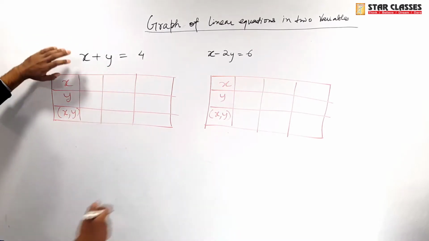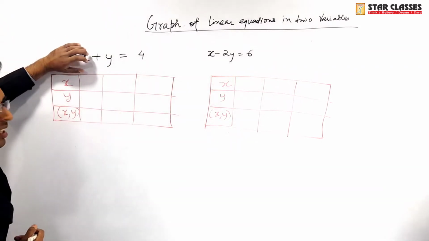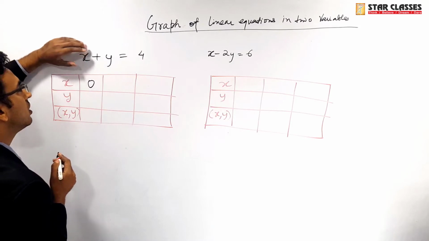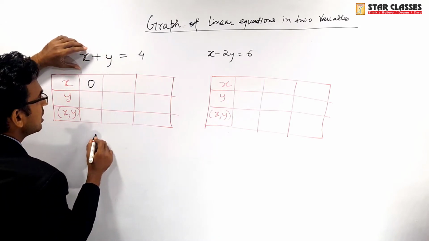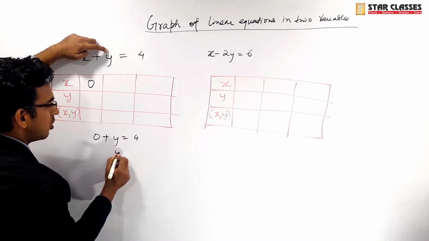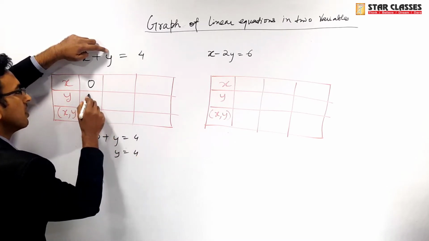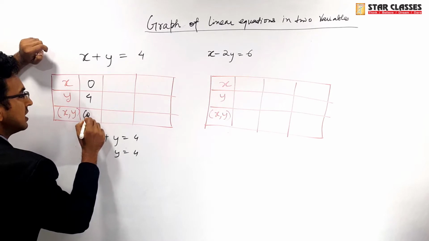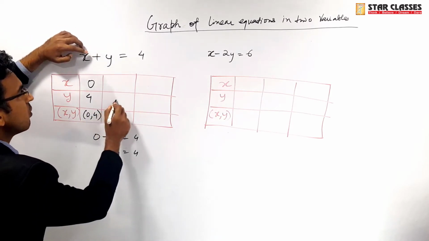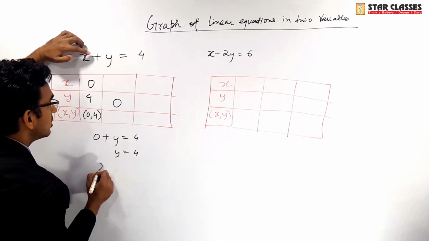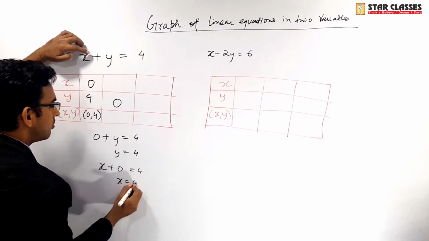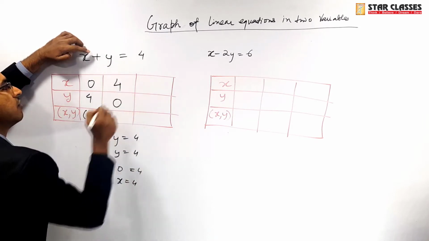So for example, if I take the value of x as 0, this equation becomes 0 plus y is equal to 4. So y will become 4. So this is x is 0 and y is 4. Now, if I take y as 0, this will become x plus 0 is equal to 4. This implies x equal to 4. So x will become 4.